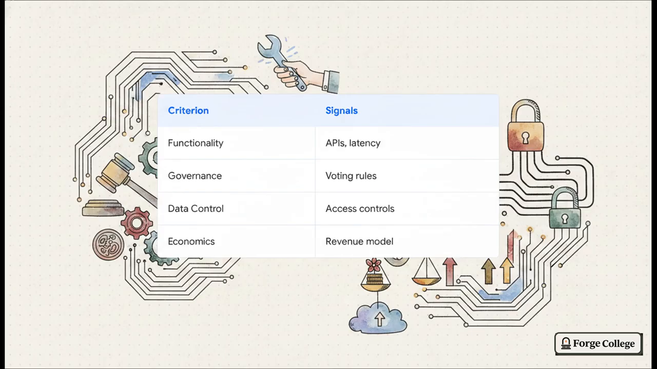What capabilities exist and how are they actually realized? We look at governance. Who makes the rules and how are they enforced? We examine data control. Who actually stores and controls user data and how portable is it? And finally, economics. How exactly is value created, captured, and shared?